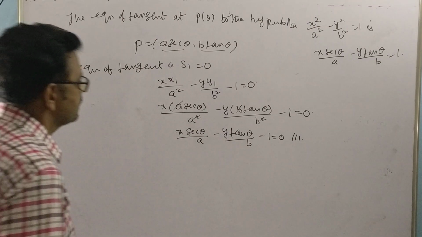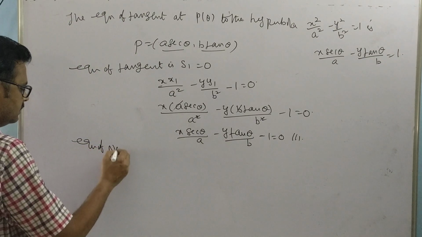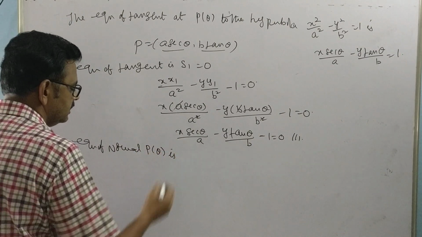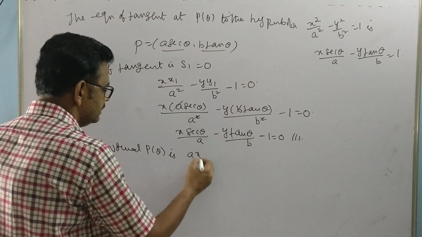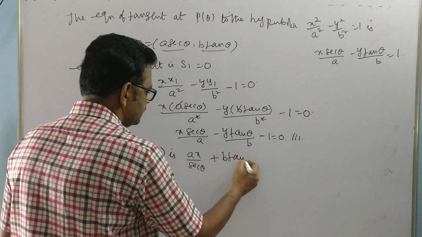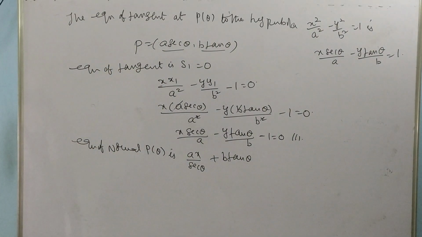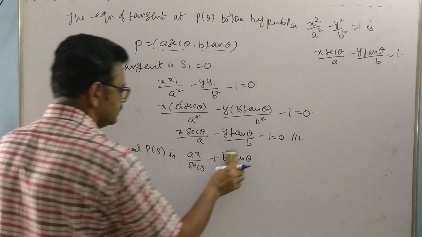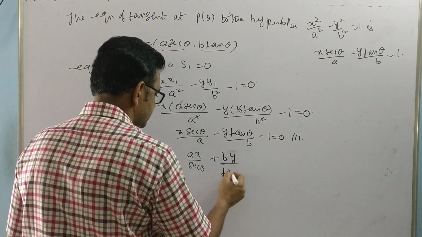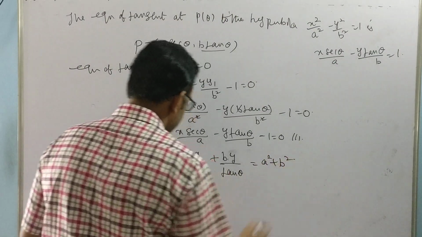And next, the equation of normal at p theta is ax by secant theta plus by by tan theta is equal to a square plus b square.